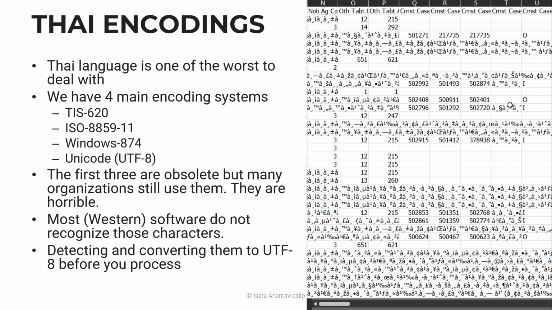First, we have TIS 620. TIS 620 stands for Thai Industrial Standard 620. It is an 8-bit character encoding standard for the Thai language. It was developed by the Thai Industrial Standards Institute, or TISI, in the 1990s, and it is primarily used in legacy systems or older Thai text-based applications.